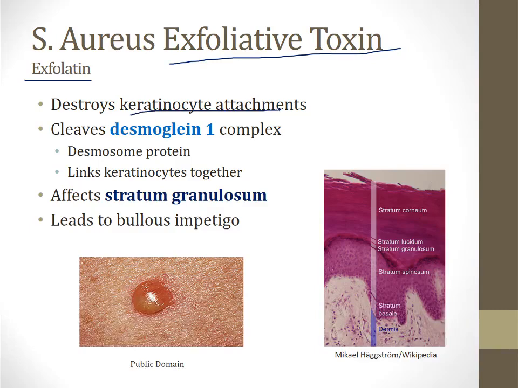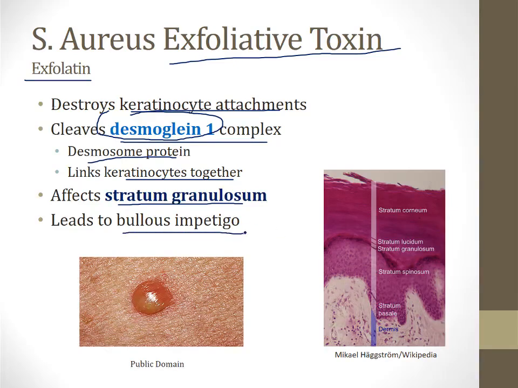The way it does this is by cleaving the desmoglein 1 complex, and it's high yield to remember this for step 1. This is a desmosome protein that links keratinocytes together. So when strains of Staph aureus produce this toxin, keratinocyte attachments get destroyed in the stratum granulosum. This leads to one layer of the skin detaching from another, and then fluid can fill in that space, and that's what leads to bullous impetigo. So the reason some forms of Staph aureus cause bullous impetigo is because of this toxin and because it destroys attachments in the stratum granulosum.